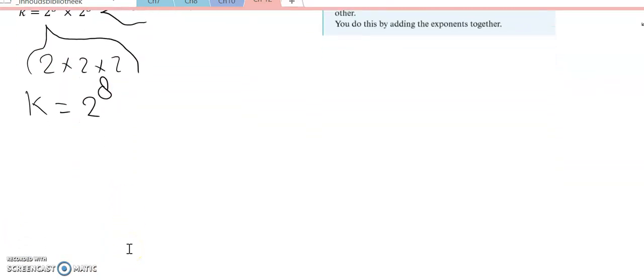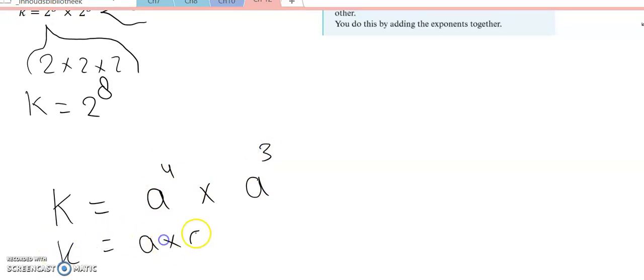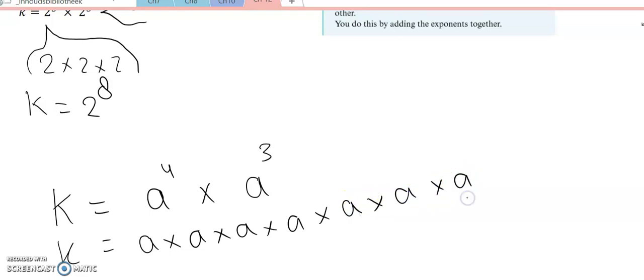We can also see that with variables. So if we have k is a to the power of 4 times, and be careful because there should be a multiplication between them. If it's a plus, then this rule doesn't fit over here. So if we had a to the power of 4 times a to the power of 3, then actually we have k is a times a times a times a, that's the first part, 4 a's, times a times a times a. So k is a to the power of 7.